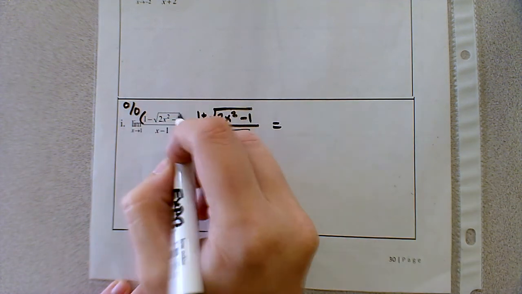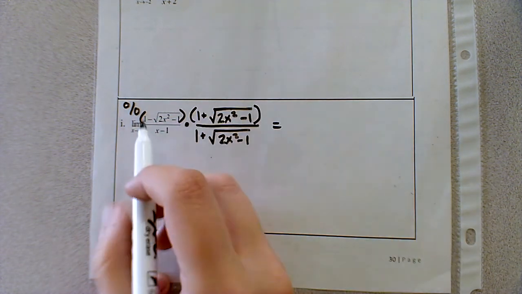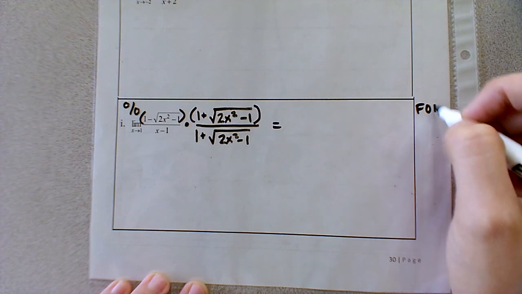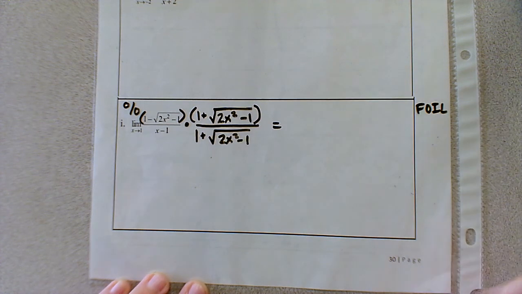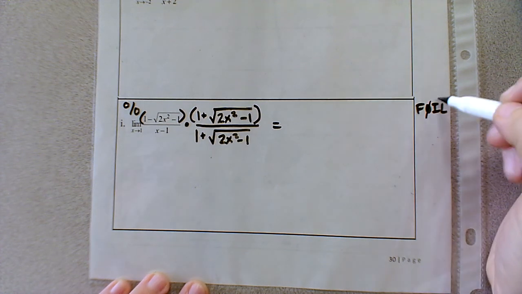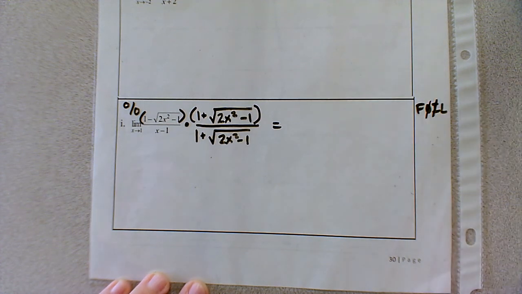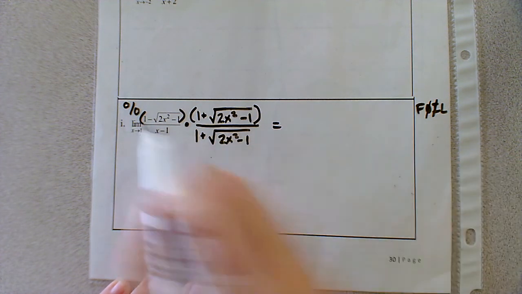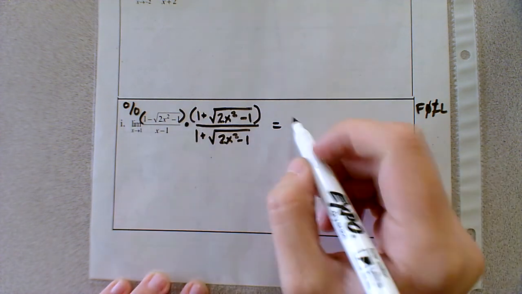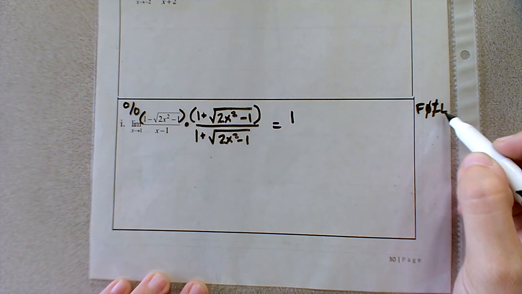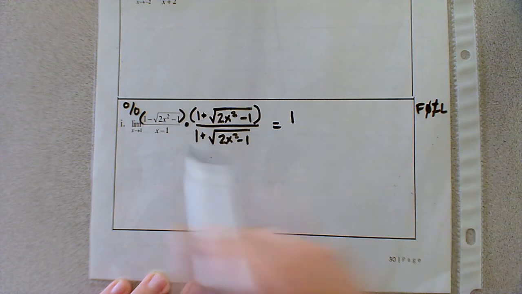All right, so let's go ahead and multiply the tops together. When we go through the FOIL process, since we're using conjugates, the outside and inside is not going to be necessary because we already discussed how those are going to cancel each other out. So I'm just going to multiply the first together. 1 times 1 is 1. And then I'm going to multiply the last terms together.